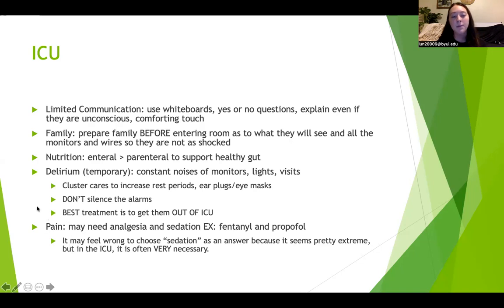Okay. There's more pain for ICU patients, meaning analgesia and sedation, like fentanyl and propofol. It's a common combination. A lot of times I felt weird at first using sedation as the answer choice to a question because it seems like the most invasive, most extreme. But they're in the ICU and they have all these problems going on and they have tubes and all this stuff. Sedation is the most caring thing you can do for these patients to keep them out of pain. And it also decreases the metabolic needs of their body, and so it gives them a chance to heal. Okay, talk more about that later.